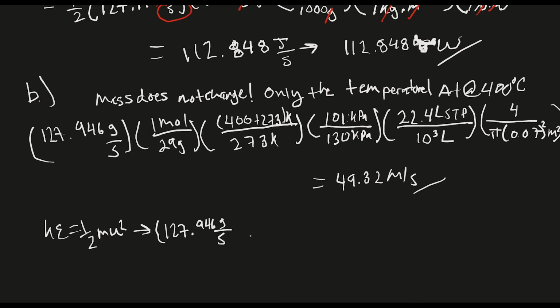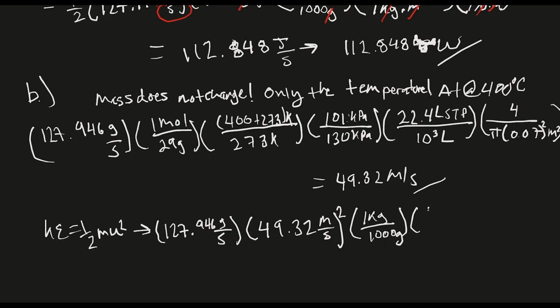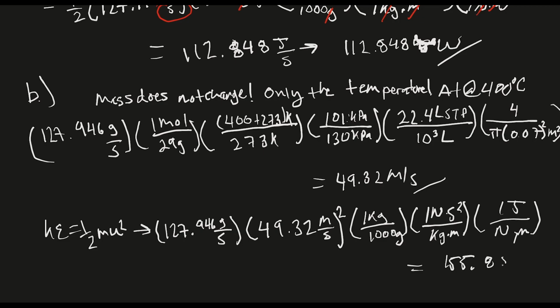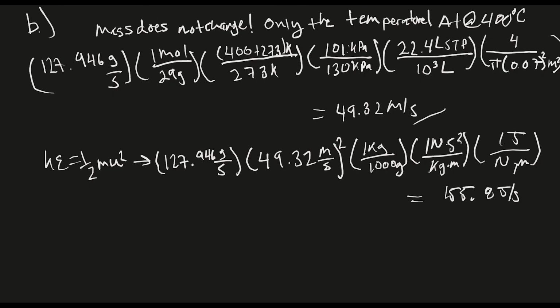And then we know 127.946 grams over second, and then we multiply that by 49.32 meters per second, and that's squared because it's velocity. And then we're going to throw a kilogram there, and divide it by 1,000 grams because they're equivalent. And then, again, the whole 1 Newton times second squared over kilogram meter, as I proved above. And then finally, we get to 1 joule, and then we have Newton meter. Simplify that in your calculator, you got 155.8 joules per second. Cool.